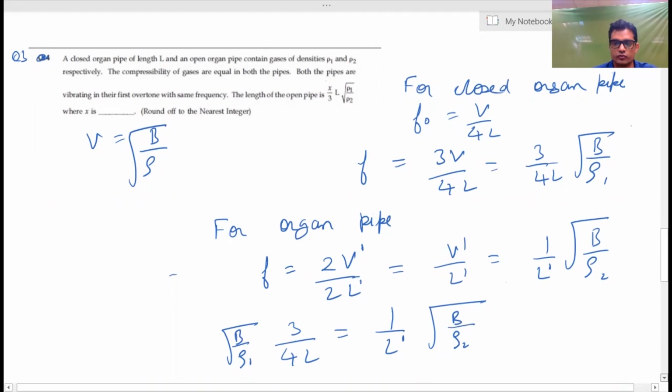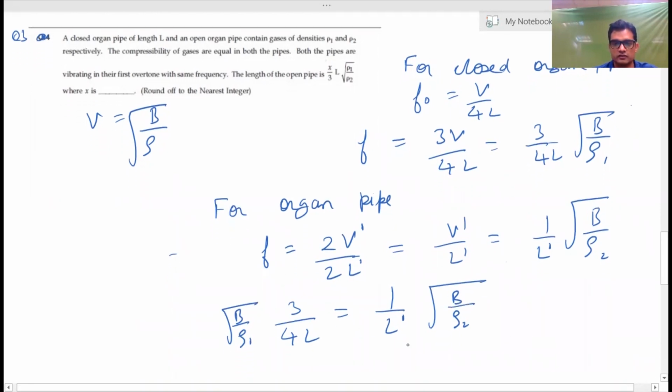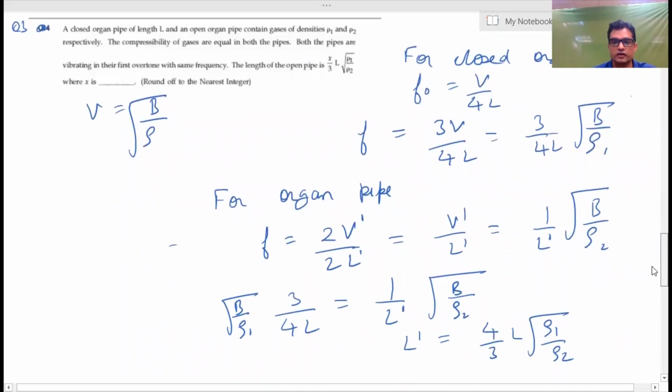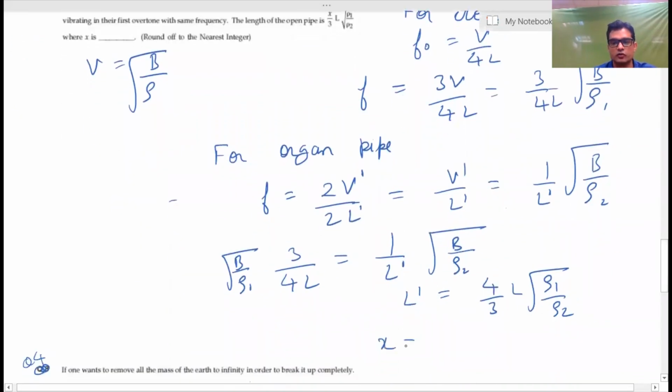Okay, so now I'll get L dash is equal to 4 by 3 L under root (rho 1 by rho 2), and here they are asking the value of x. So if we compare, the value of x is coming out to be 4.